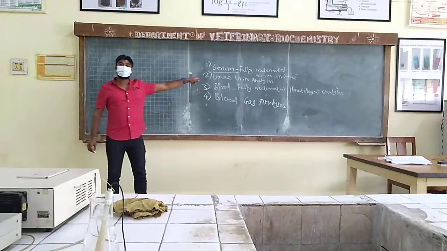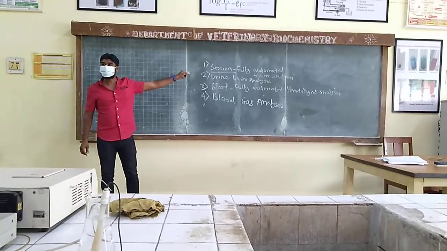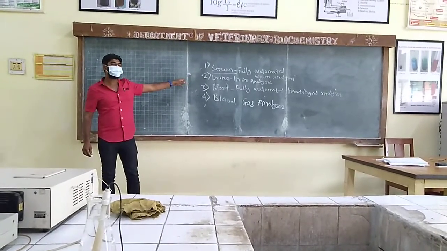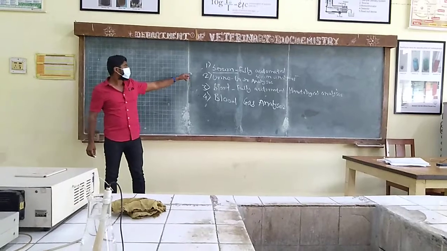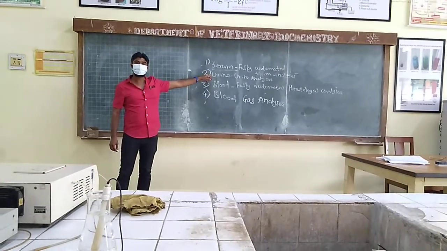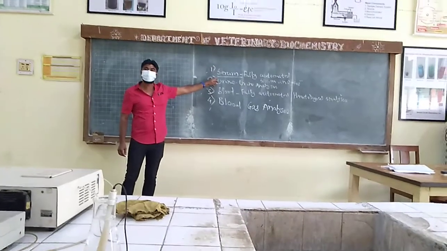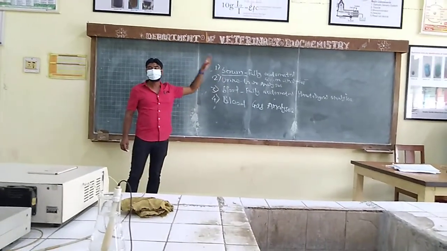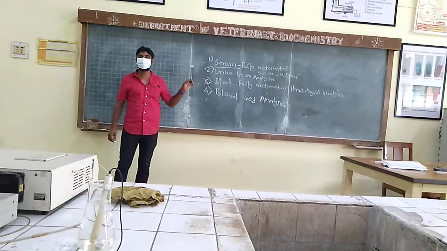So the first thing is what we want to analyze in our serum. They can be electrolytes, they can be the normal metabolites, but specifically we are going for the enzymes. The storage should be very critical, because all the enzymes degrade very easily.